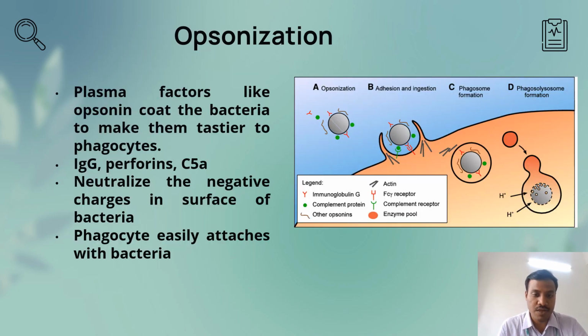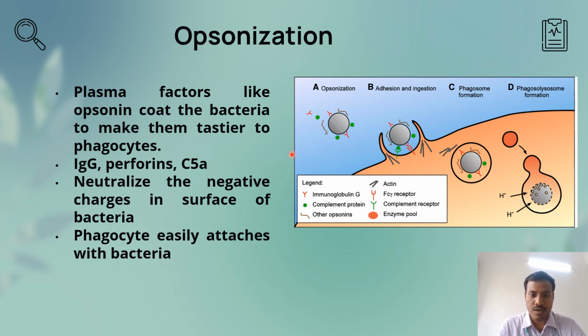The next one is the opsonization. So opsonization is actually again the plasma factors, like opsonins. They coat the bacteria to make them tastier for the phagocytes. So what are the opsonin materials? They are IgG, immunoglobulin G, perforins, and again the complement protein C5a also acts as an opsonin.